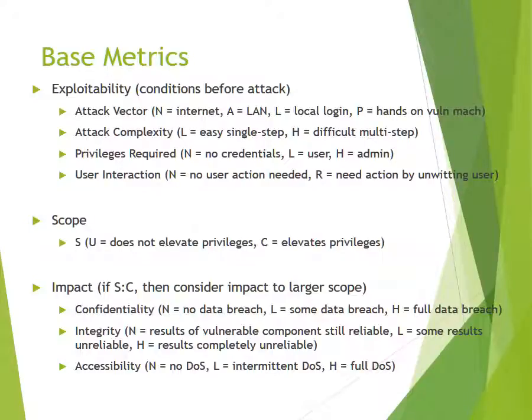Base metrics. Again, we talked about the exploitability and the impact, and we'll talk a little bit about scope. Exploitability metrics are the conditions before the attack occurs, and there are 4 of these metrics. The attack vector. Is it N? The attack can come from the internet. Is it A? The attack must come from a LAN. L? The attack can only occur when the attacker is logged in locally to the vulnerable computer, or the computer with the vulnerable software on it.